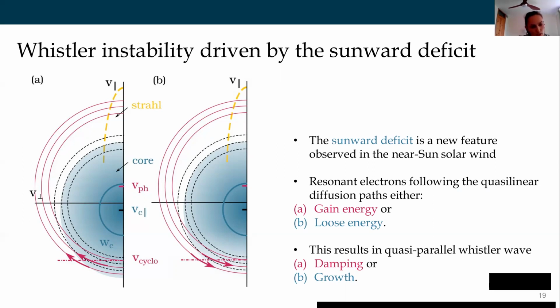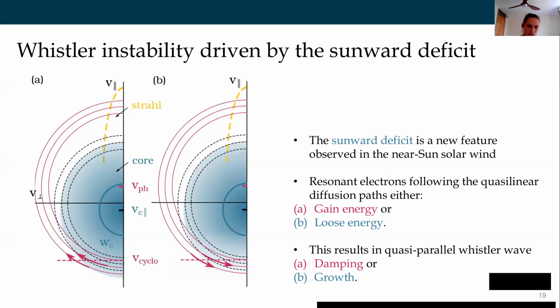If electrons move along this line in the wave frame of reference, in the plasma frame they will actually gain energy. This means that we need an already existing wave to give energy to the electrons so they can diffuse this way. Now if we have a look at example B, the only difference between the two is that here I also include some sunward deficit. Because of this deficit, these diffusion paths change direction. So now electrons are able to diffuse towards the right, which means that they will lose energy in the plasma frame.